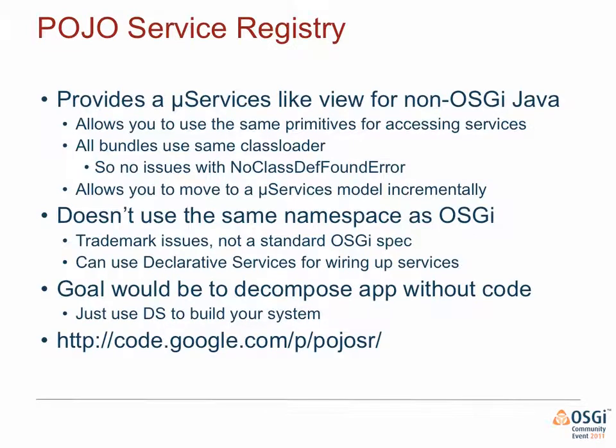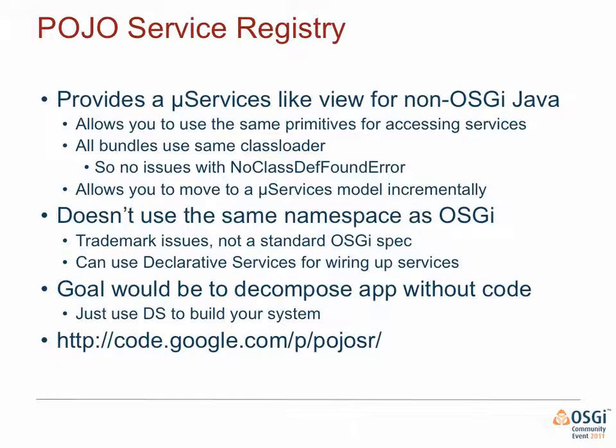And this brings us on to the POJO service registry, or just POJO SR. There's a wiki page on the OSGi wiki that has some more information about where to find links from this. But essentially, the POJO service registry allows us to have a microservices-like view for Java that isn't fitting into OSGi. And it allows you to use the same primitives for accessing services, but without having to have the class loader separation, which allows you to hide classes from one side to the other.